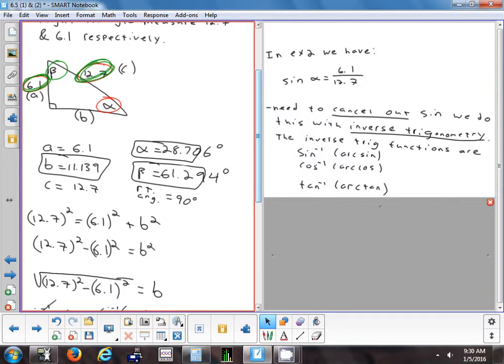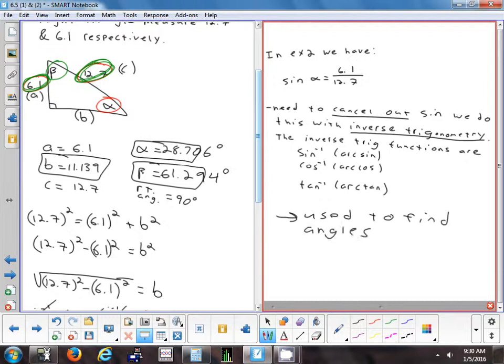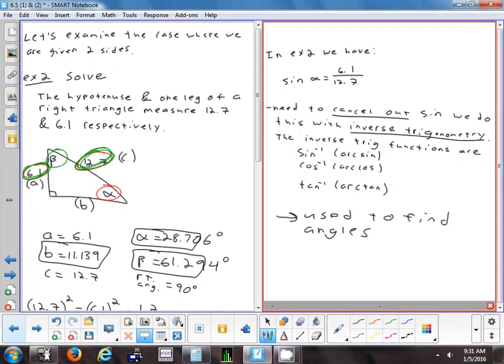Any questions on that one? Anytime that they don't give you angles, that's when you use inverse trig. If you don't need to find angles, you don't need to use inverse trig. That's why I did not use it on the first two problems we did. I did not need to find angles. I think I'm going to hold off on that one. It's another problem where they're giving you two sides. It's pretty much identical to this one.